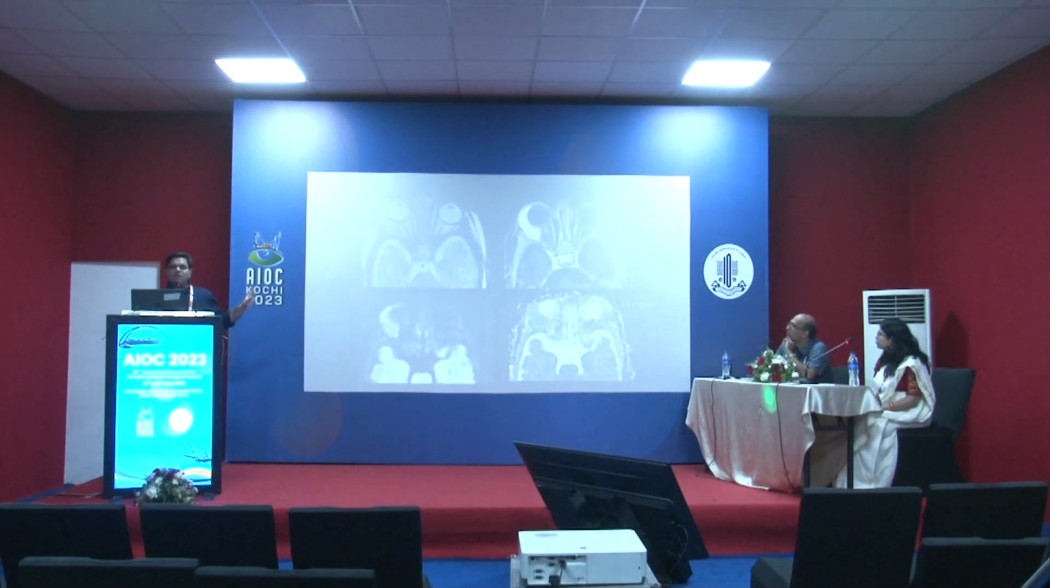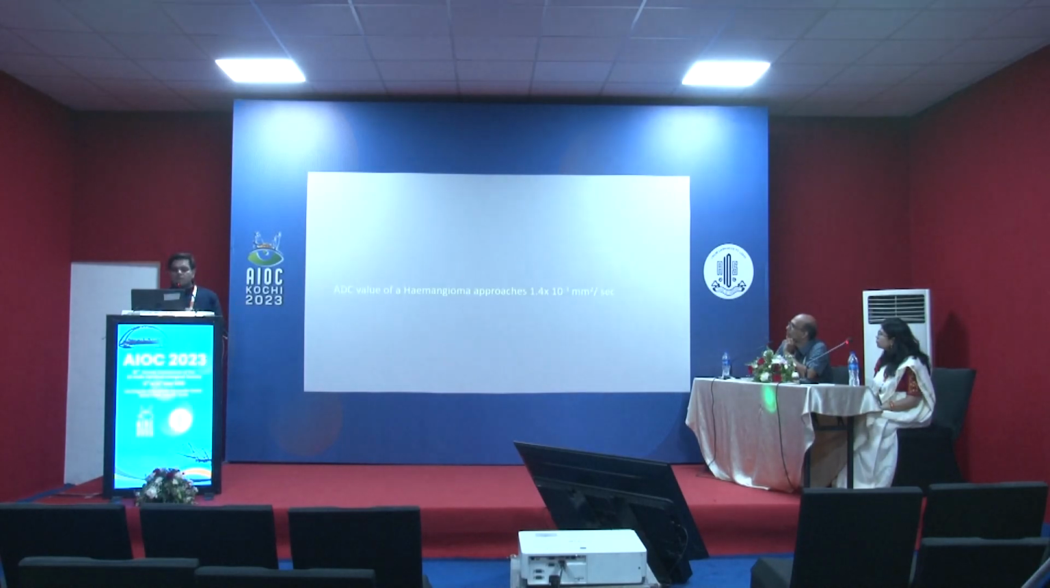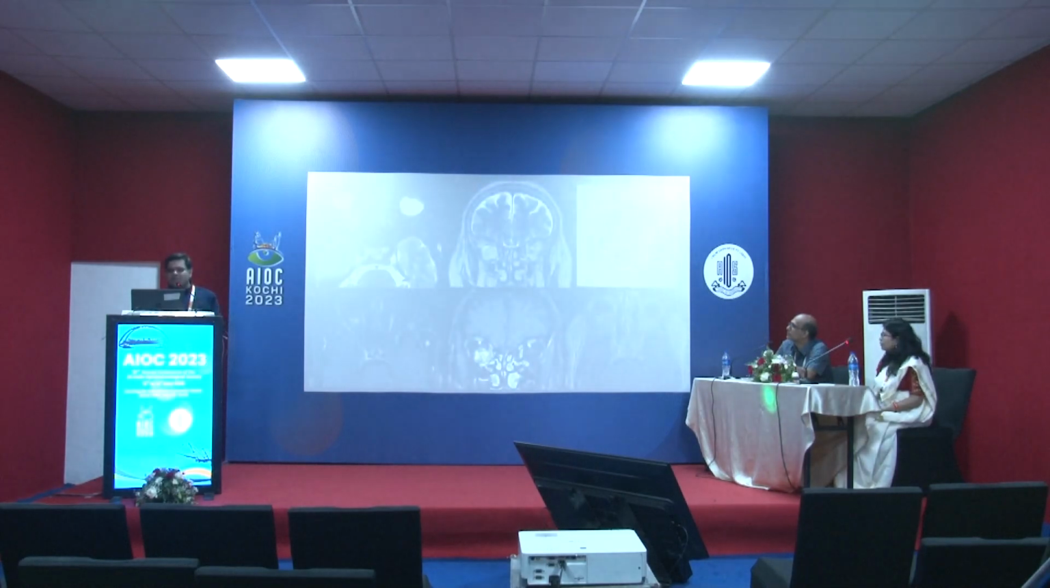So these are findings which are very typical of a hemangioma. Some people will call it an infantile hemangioma, some people call it a capillary hemangioma, but it is essentially a hemangioma, a vascular tumor. So ADC values in hemangiomas are slightly higher. Things generally that are above 1 are more towards the benign side. 1.4 is a very good benign value. Things that go below 1 start moving towards malignant. Things that are 0.6, 0.7 are almost always malignant.